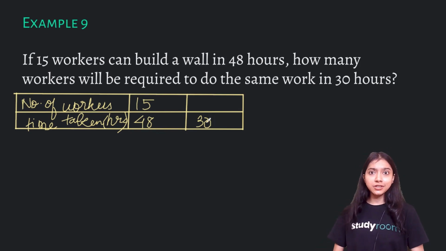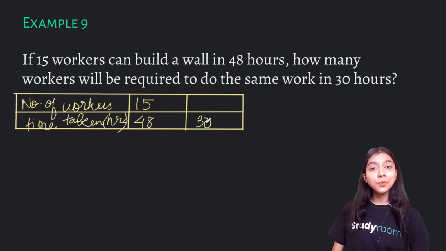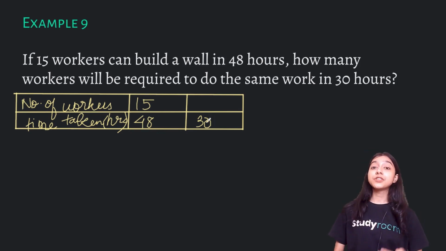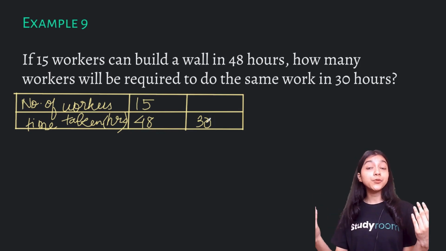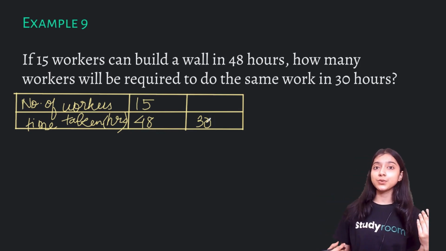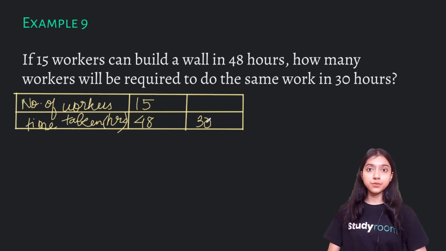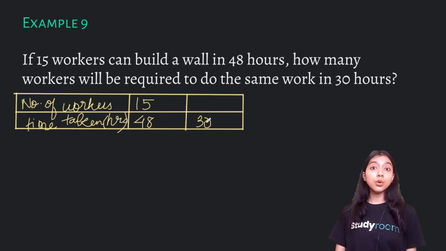So what is the relation over here? The relation over here is inverse proportion. That means if the number of workers is increased, then the time taken to finish a piece of work will reduce. So this is a question of inverse proportion. So the first thing we have figured out. Now what we have to do?